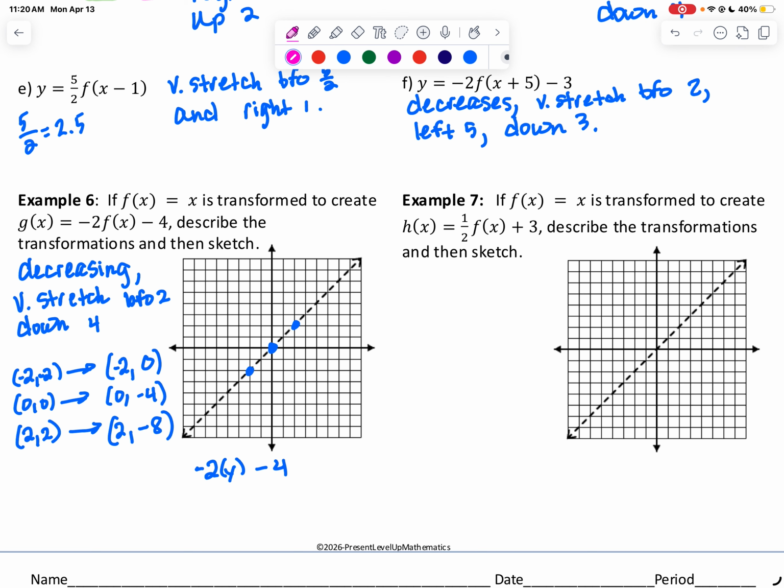Then I'll plot those new points. So -2, 0 would be right here. 0, -4, 1, 2, 3, 4 would be right here. And 2, -8. 1, 2, 3, 4, 5, 6, 7, 8. So here's 2, -8. So this would be g of x. So notice that it's decreasing, it got steeper, and it shifted down 4 units.